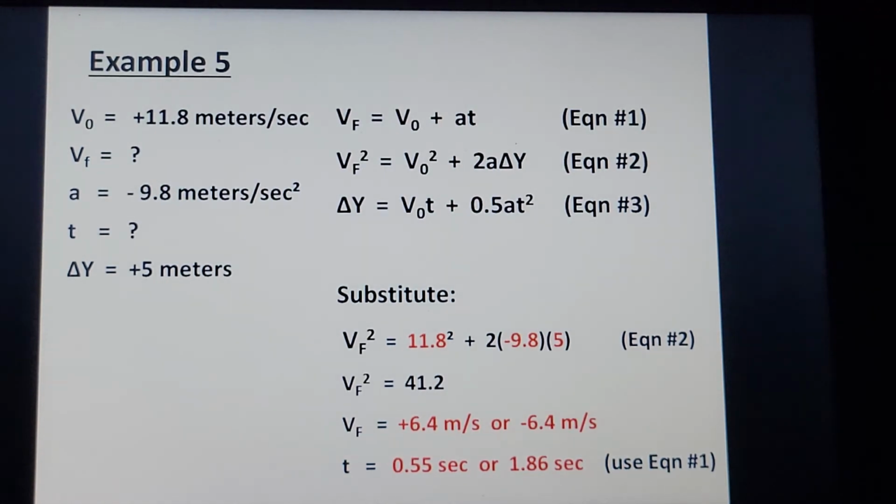So, if you end up with two answers, that's good. That's what you would expect. It's going to go through that elevation twice.